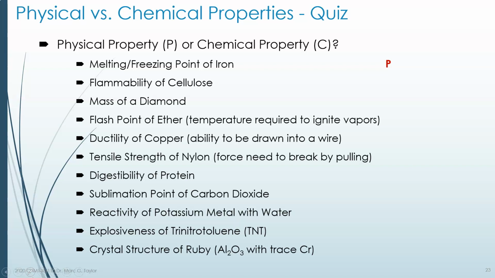Flammability of cellulose. Cellulose is the main component in paper. We get it from trees. Cellulose is one of two major components that makes up wood. Cellulose and another compound called lignin, which is a very complex compound. Cellulose is a polymer, a naturally occurring polymer that plants make. We can't break it down in our bodies, so when we eat it, it's called fiber. But you can set it on fire if you have pure cellulose. It's like burning paper. And obviously, this is a chemical change.